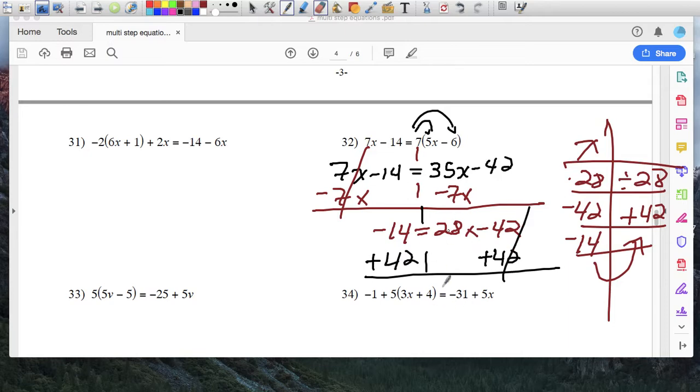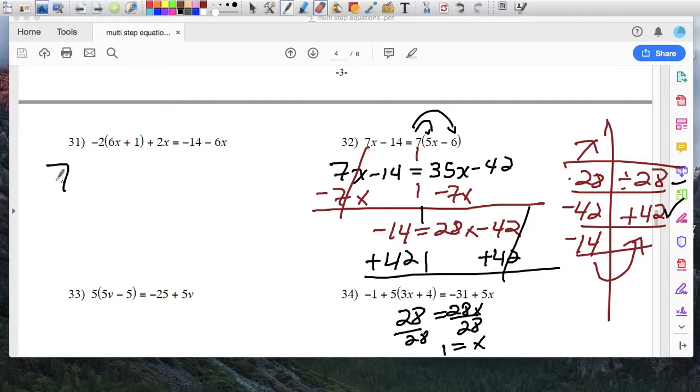These two become 0. 28x is going to come down. And negative 14 plus 42, there's more positives. And how many more positives? 28 more positives. Check, divide both sides by 28. This one's going to be nice and easy. And x is going to be 1, because 28 divided by 28 is just 1.